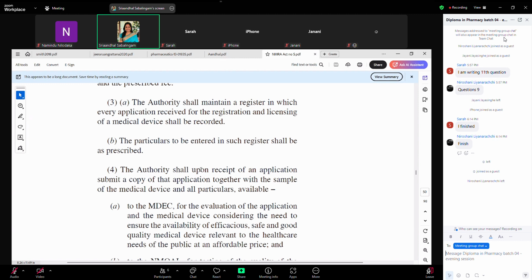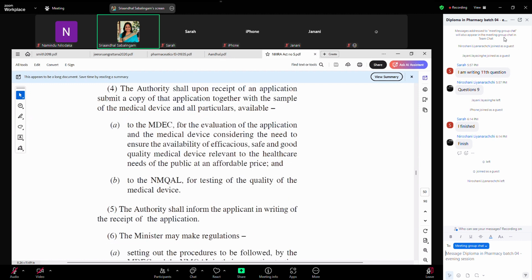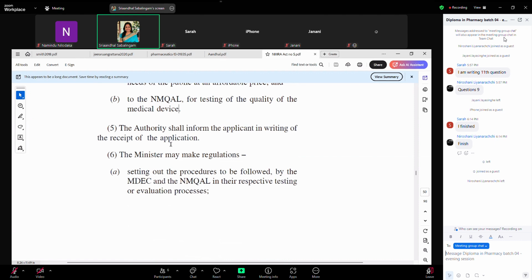So the authority shall, after receiving the application, submit a copy of the application together with the samples of the medical device available to the Medical Devices Evaluation Committee to evaluate the application and medical device, considering the need to ensure the availability of efficacy, safety, and good quality medical devices relevant to the healthcare need of the public at an affordable price. So this is the main duty of the MDEC, to check the 5 things, right? And then a sample will be given to the NMQAL, where it will be tested for the quality of the product. So the authority shall inform the applicant in writing of the receipt, right?